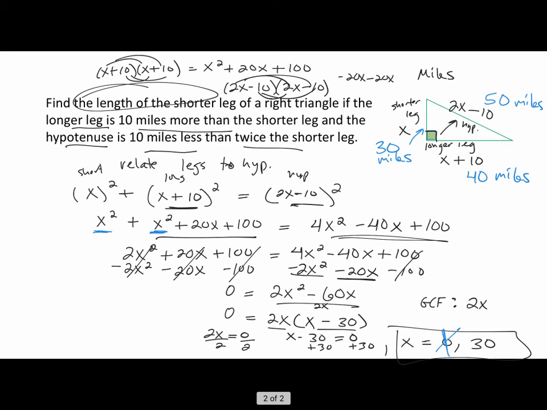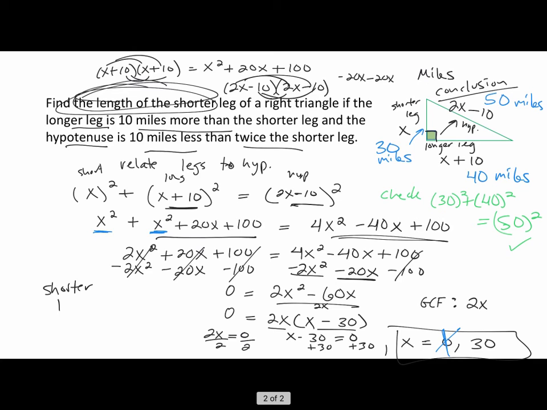So I can double check that. If I want to make sure that I have the correct dimensions, then remember the sum of the squares of the legs, 30 squared plus 40 squared, needs to equal the square of the hypotenuse, 50 squared. And in this case, that's 900 plus 1600 is 2500. That's true. So that means we can state our conclusion. And actually, the question was the length of the shorter leg. So really my conclusion is the shorter leg is 30 miles. That's my conclusion here.